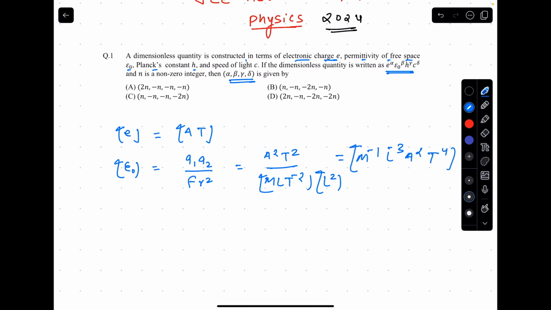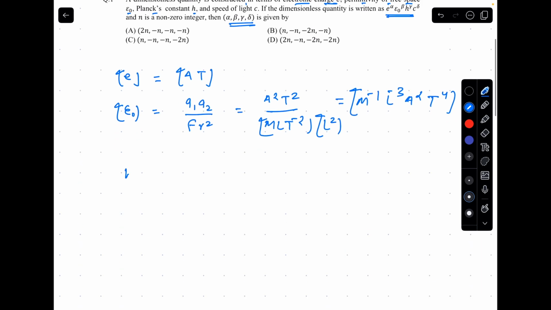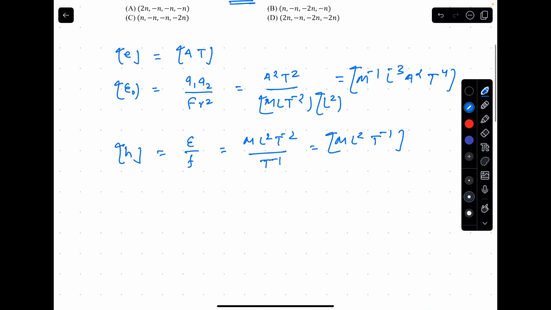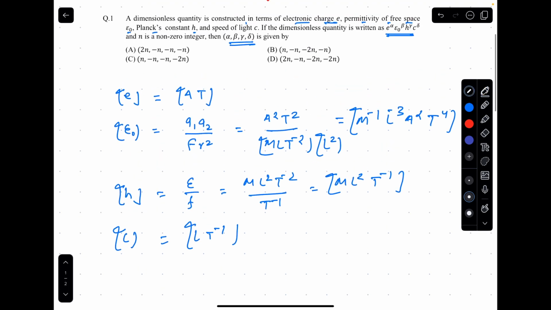The next one is the Planck constant. Of course we can easily calculate the dimension of Planck's constant. The energy divided by the frequency, ML2T minus 2 divided by T minus 1, that becomes ML2T minus 1. Then the next quantity is the speed of light, and its dimension is LT minus 1. Now in the question it is given that e power is alpha, epsilon naught power is beta, h power is gamma, and c power is delta.